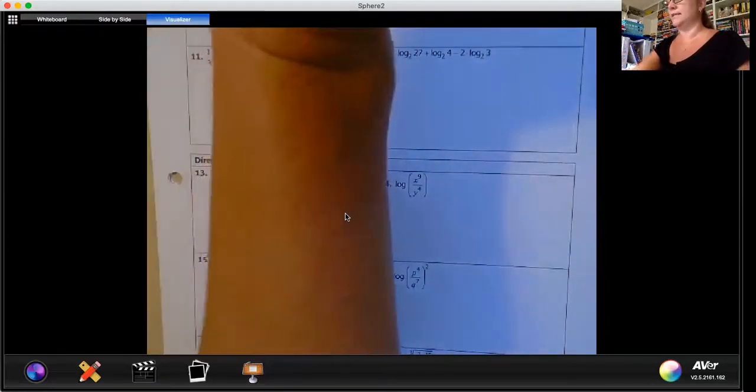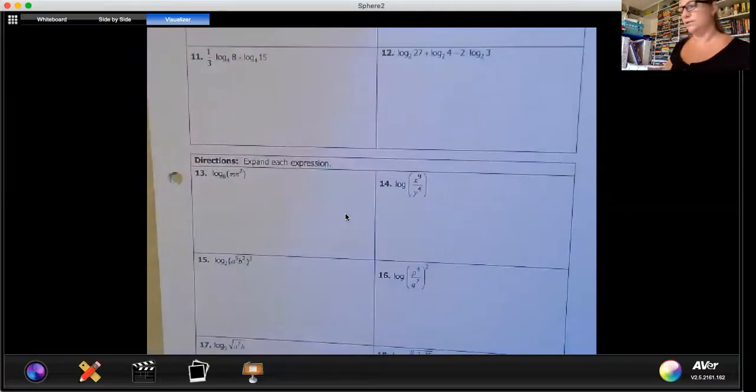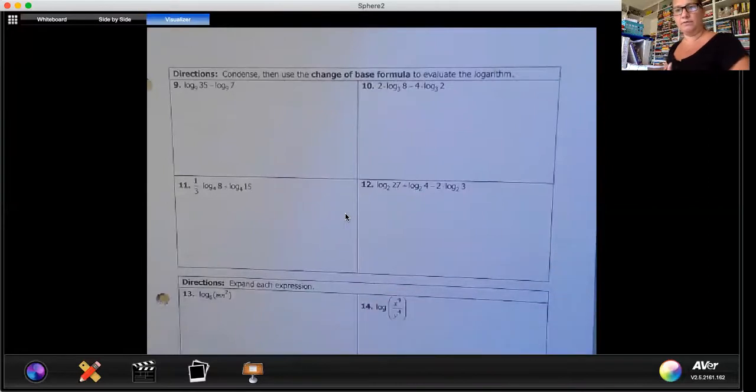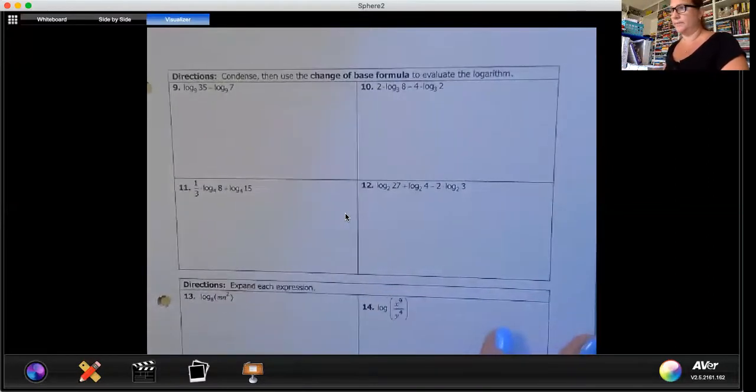So in this next section, we're going to condense and then do the change of base. If you would like to look at a few and then pause your video and try a few, that's really going to let you know how much you're understanding what we're doing.